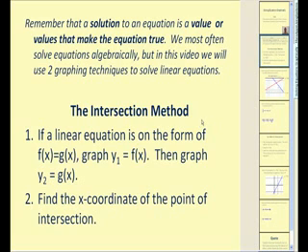The first method is called the intersection method. If a linear equation is in the form of f of x is equal to g of x, first we'll graph y1 equals f of x, then we'll graph y2 equals g of x. So essentially we'll graph the right side and the left side of the equation separately, and then we'll find the x-coordinate of the point of intersection. That x-coordinate of the point of intersection will be the solution.